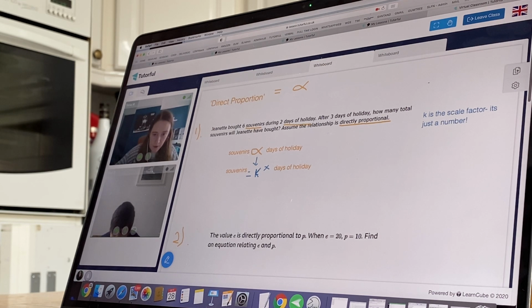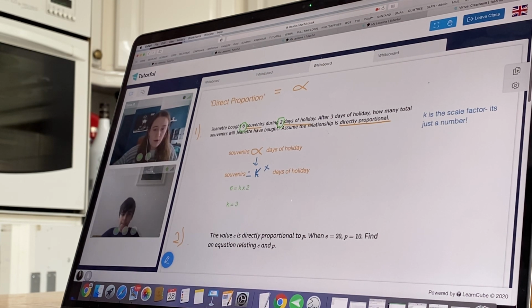Okay, so then we can substitute in what we do know, because we have some information given in the question. That 6 souvenirs makes 2 days of holiday, yeah? So we can write 6 souvenirs equals K times 2 days of holiday. So K is equal to 3.